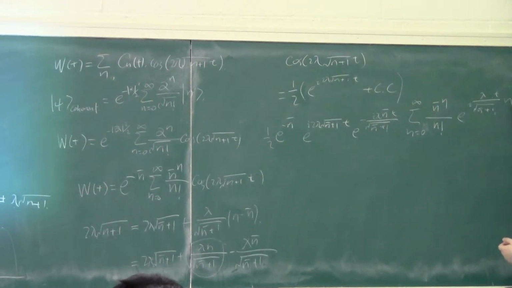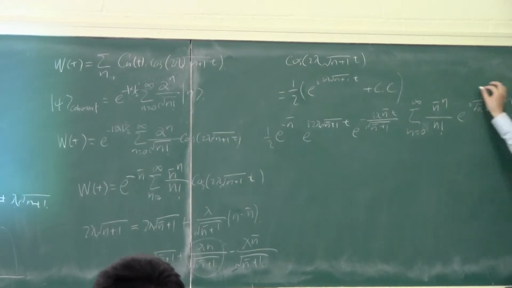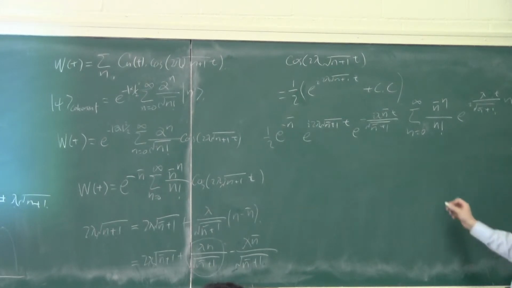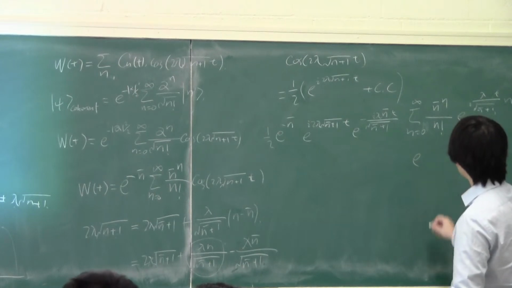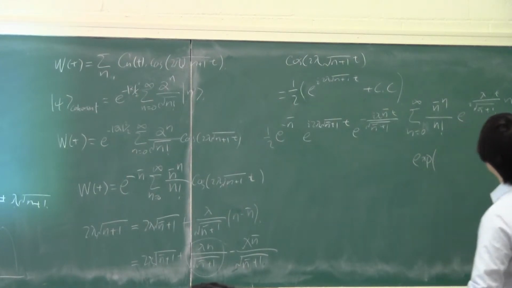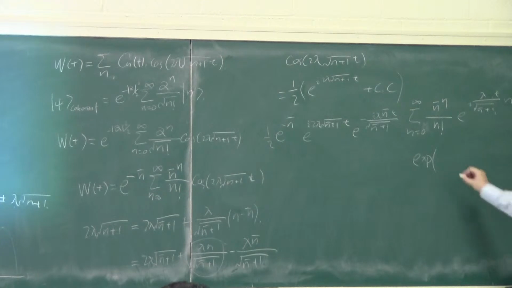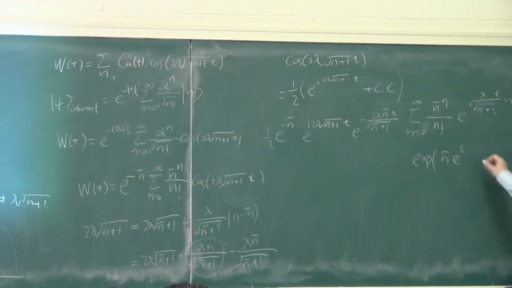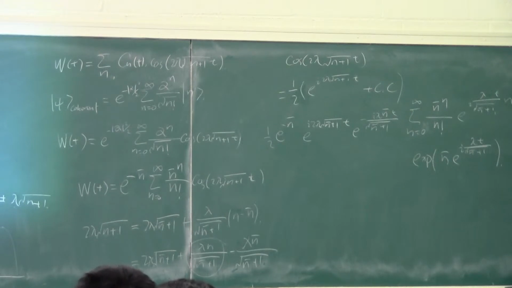So obviously, this whole thing is going to combine into this whole summation. This is some kind of an exponential. So the exponential is exp. The thing being exponentiated is n bar times e to the I lambda t divided by square root of n bar plus 1. Correct? Yeah. So now let's say for a very short time, so we're looking at the collapse.